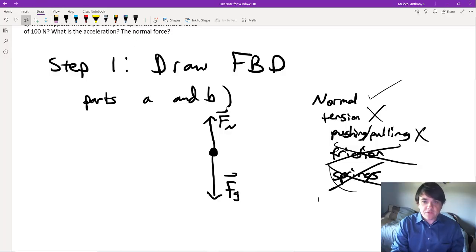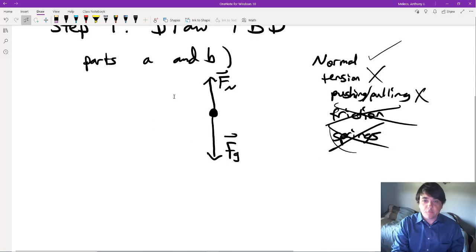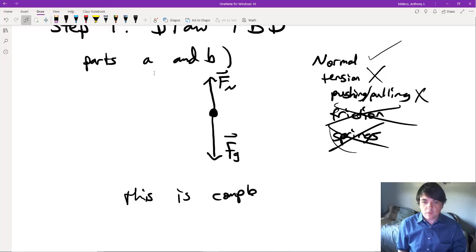Okay, so this is it. This is our complete free body diagram. There are no other forces.